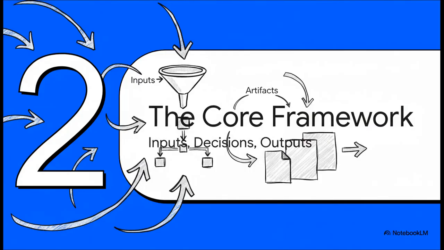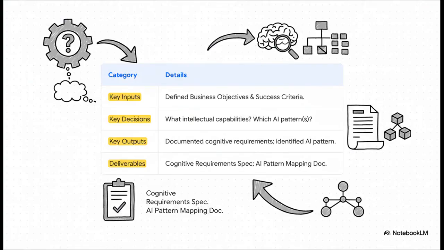Okay, so now that we get the why, let's really dig into the how. For the exam, you've got to know the nuts and bolts of this framework. What goes in, what decisions you make, and what artifacts, what deliverables come out the other side. And you can see the logic here, right? It's super clear. You start with the why, the business objectives. That input drives two absolutely key decisions. What does the AI need to do intellectually, and what type of AI problem is this? The answers to those questions become two formal, testable deliverables, the specification and the mapping document.